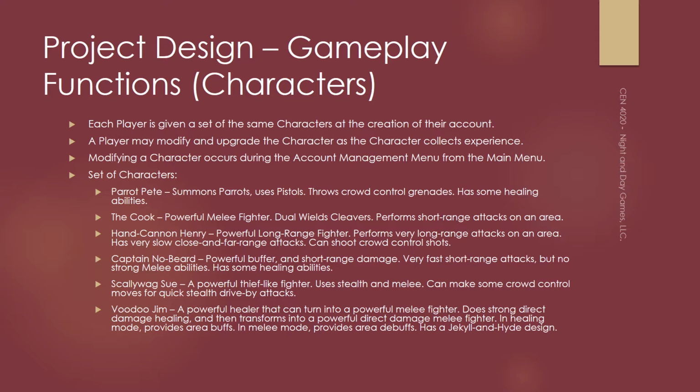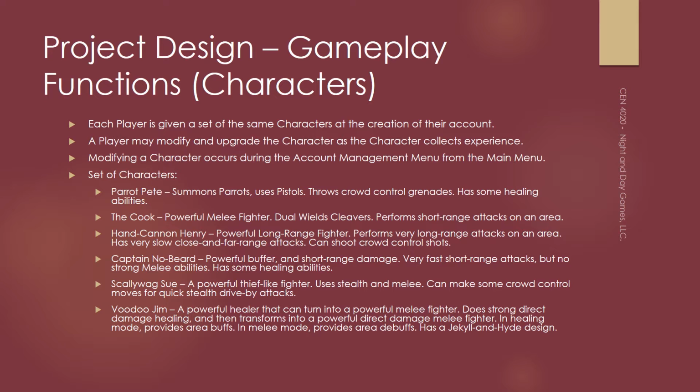We have Captain No Beard. She is a powerful buffer and short-range damage. She has very fast short-range attacks, but no strong melee abilities. She does have some healing abilities. We have Scallywag Sue. She is a powerful thief-like fighter. She uses stealth and melee. She can make some crowd control moves for quick stealth and drive-by attacks.